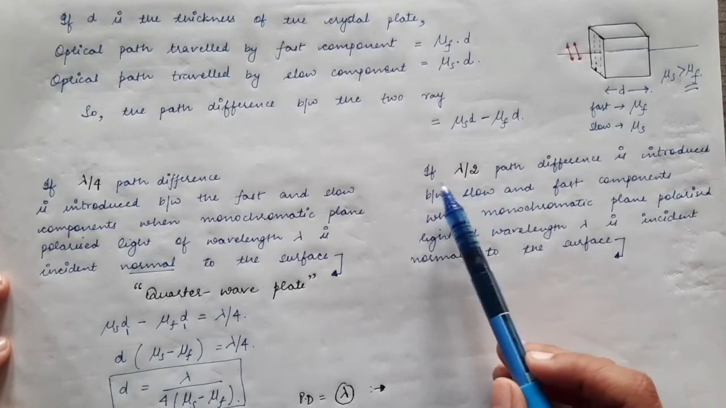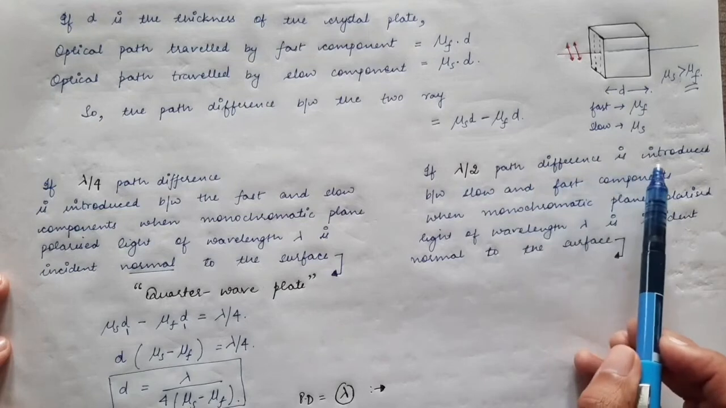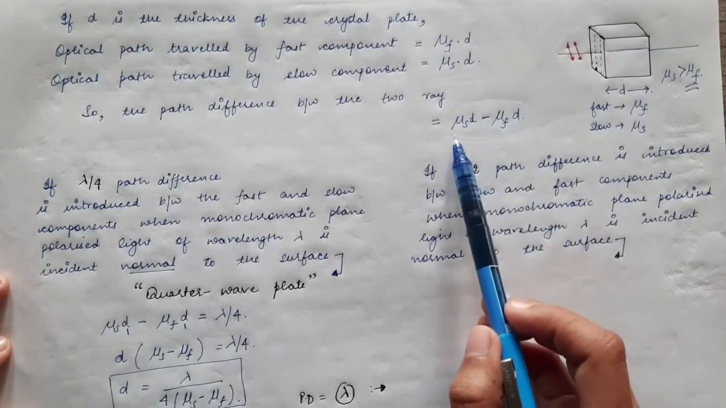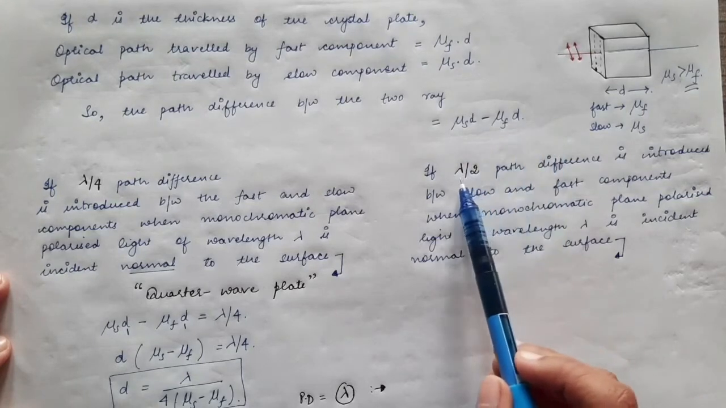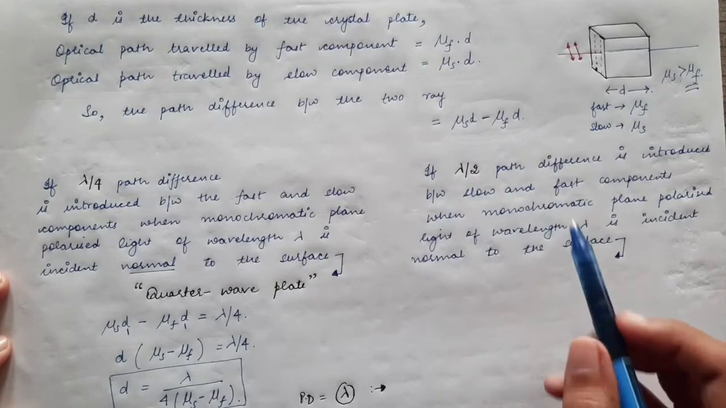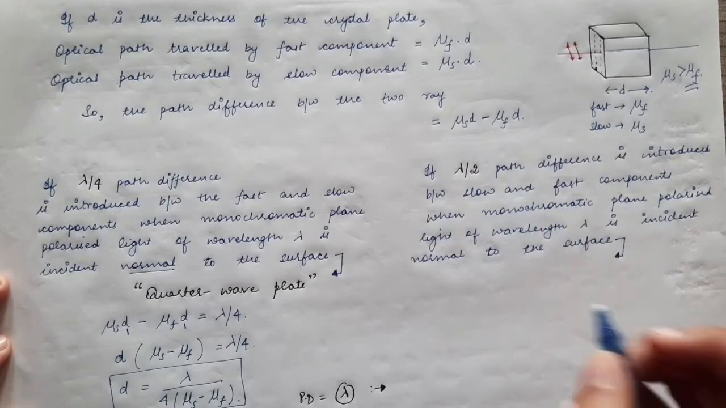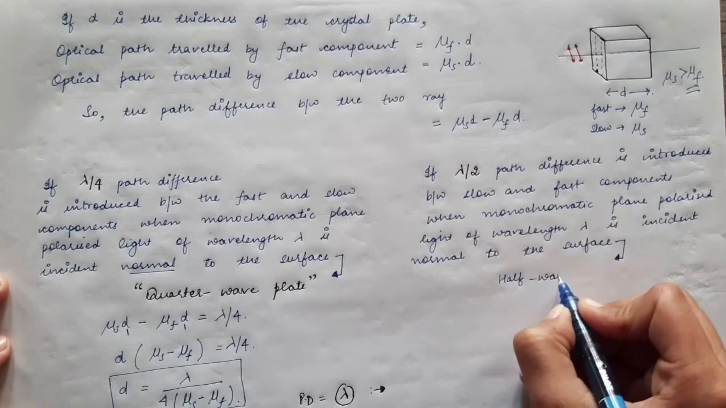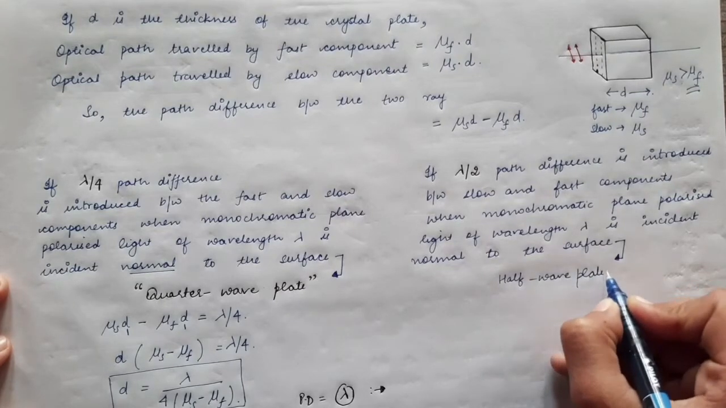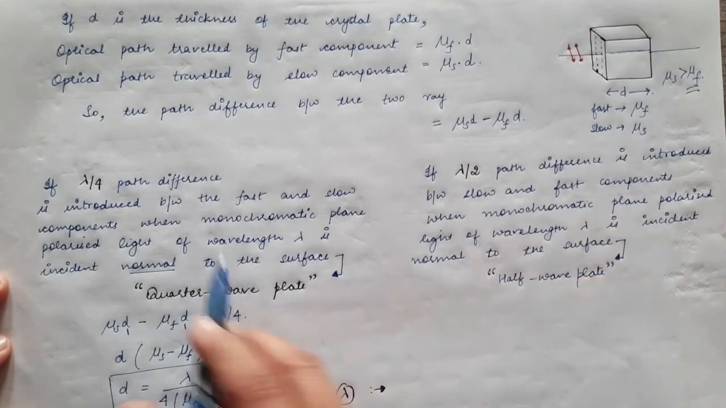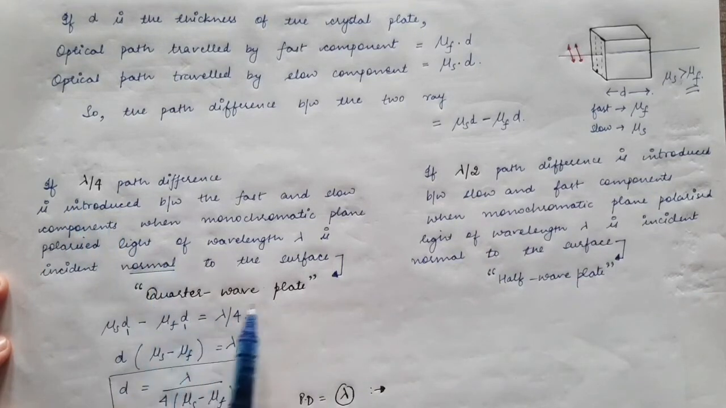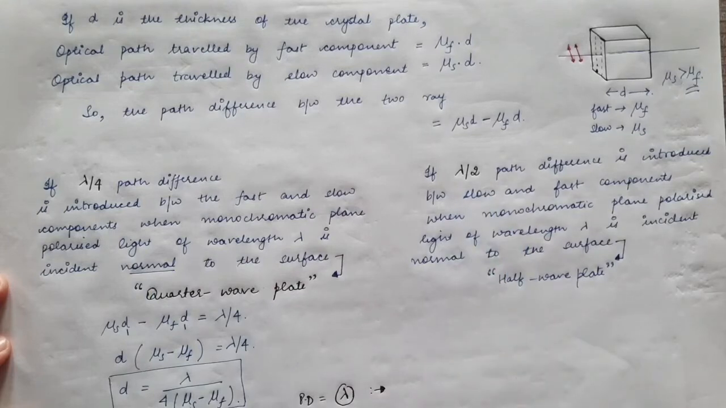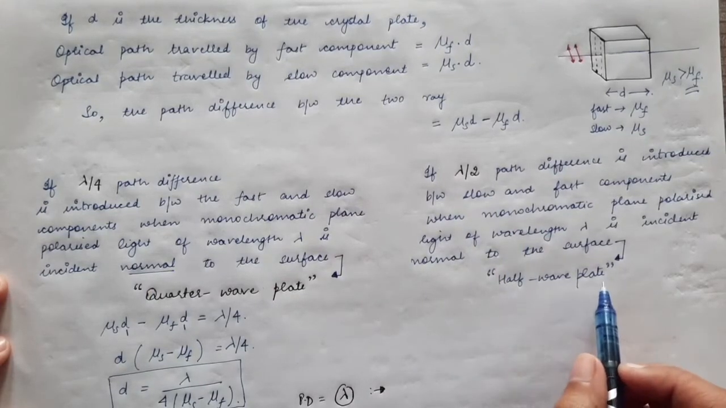And again, if lambda by 2 path difference is introduced, so we take this d, the thickness of the plate, in such a manner that this path difference is equal to lambda by 2. In that case, that plate will be called a half wave plate. So if a path difference of lambda by 4 is introduced, it is called a quarter wave plate. If lambda by 2 path difference is introduced, it is called a half wave plate.